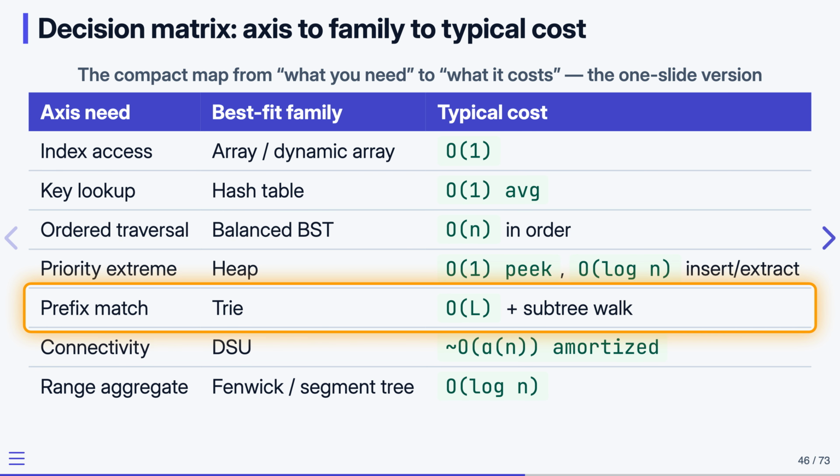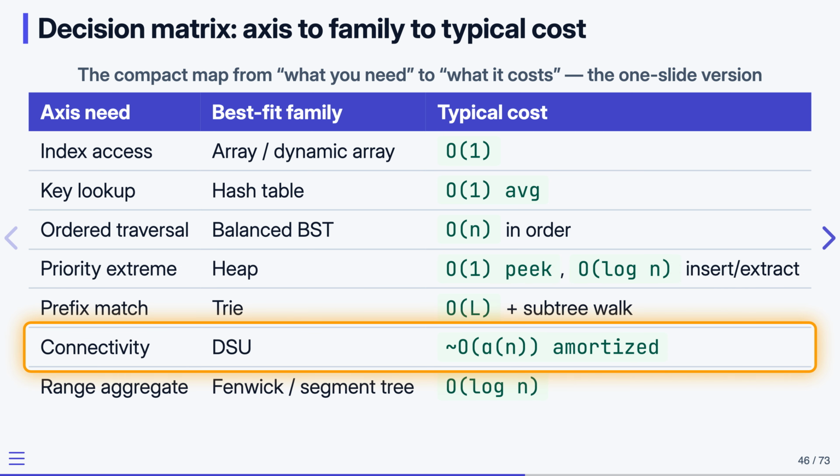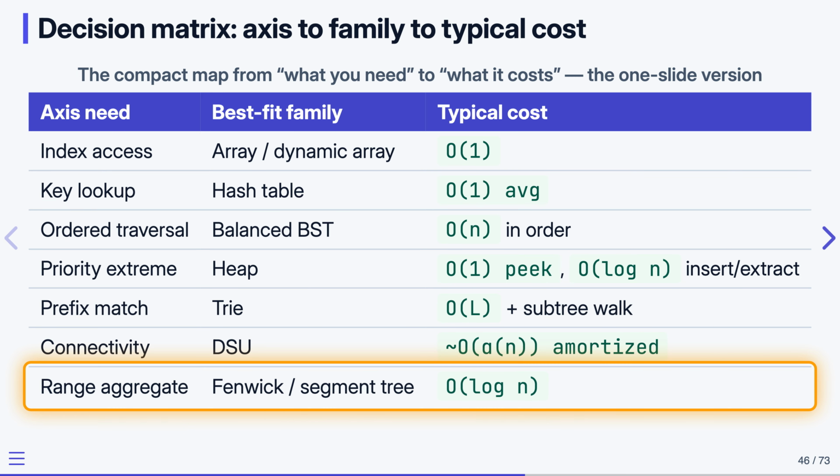When you match by prefix, a trie walks the typed letters in big O of L, where L is the length of the prefix. When you ask whether two things are connected, disjoint set union answers in near big O of alpha of n, effectively constant. And when you sum over a range while values keep changing, a Fenwick tree or segment tree does both the update and the query in big O of log n.